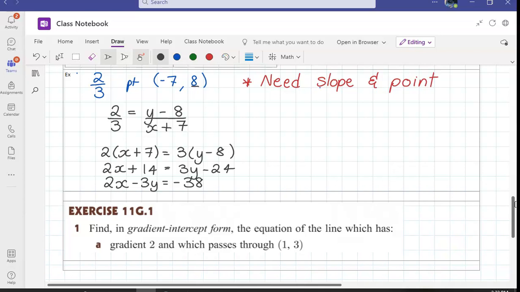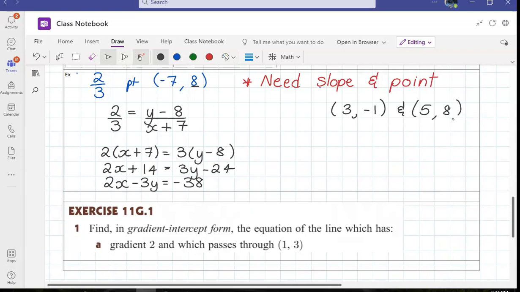What if I gave you something like this? I'll leave this up. And by the way, this is now on your OneNote. Have you sussed that? What if I said, find the equation of the line through the points 3, minus 1 and 5, 8? How are you meant to do that? I told you the two things that you need to find the equation of a line, a slope and a point. Yes, you would work out the slope first and then use any point to do this.